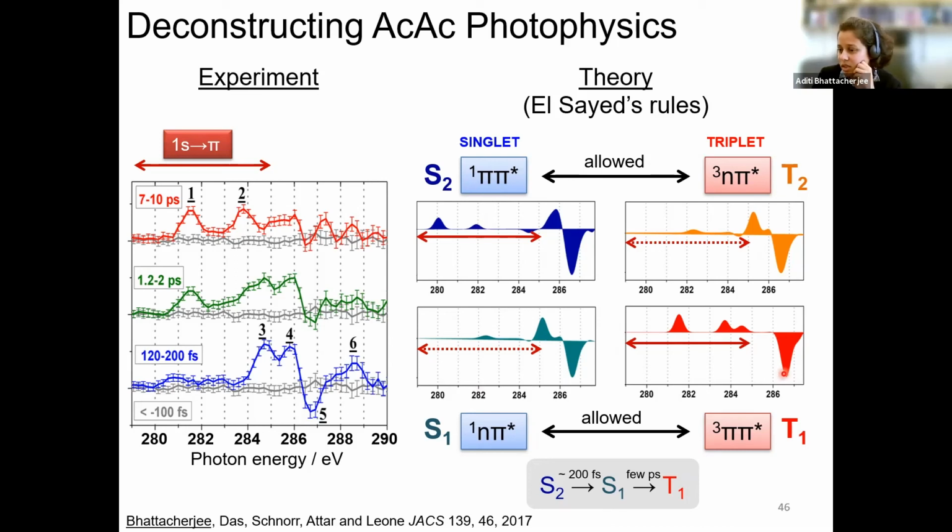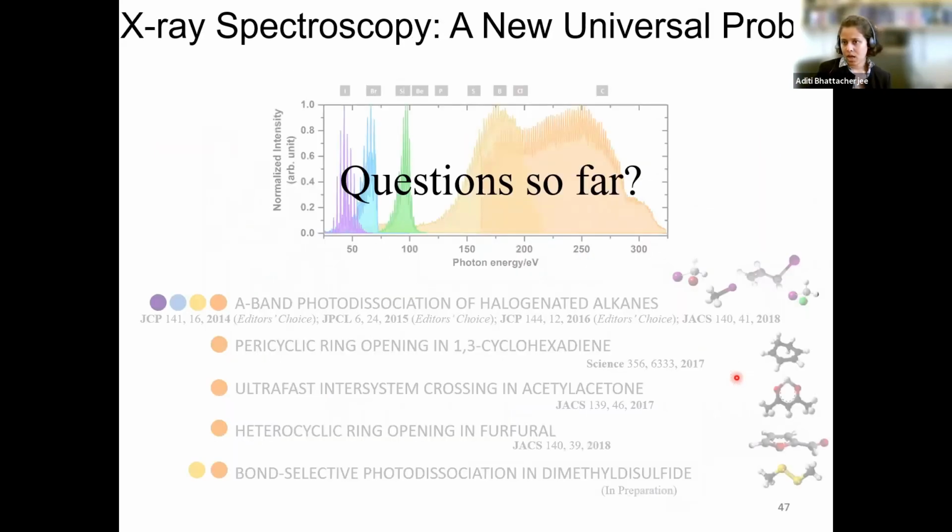Although X-ray absorption spectroscopy is not directly sensitive to the spin states, going by the conservation of angular momentum rules, which go by the name of El-Sayed's rules in organic photochemistry, I think this can emerge as a way to look at singlet-triplet spin change in general in organic molecules.